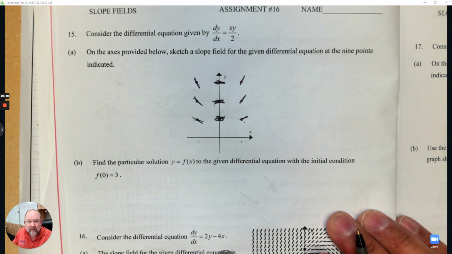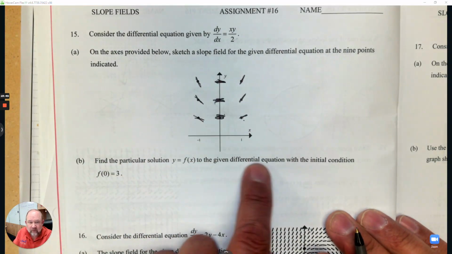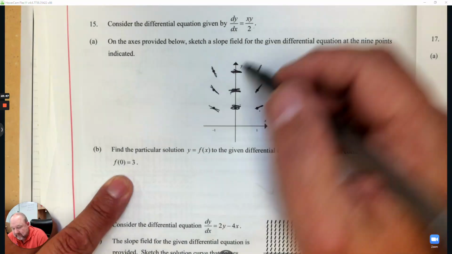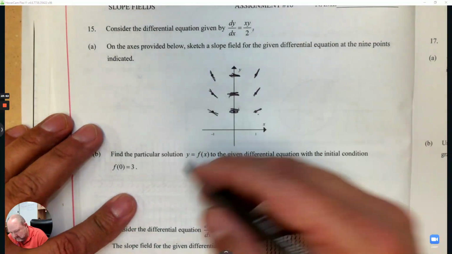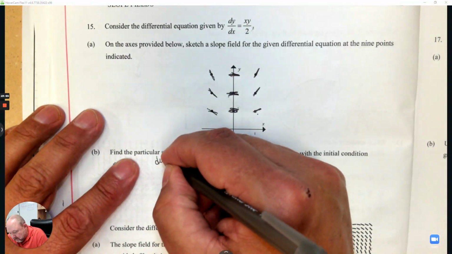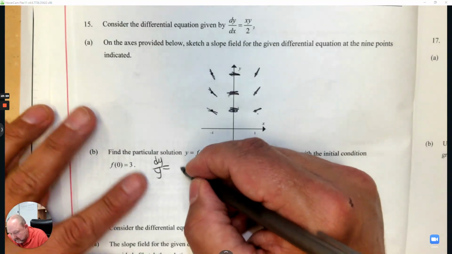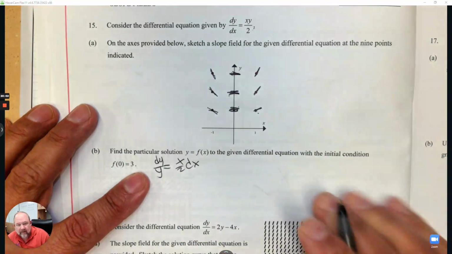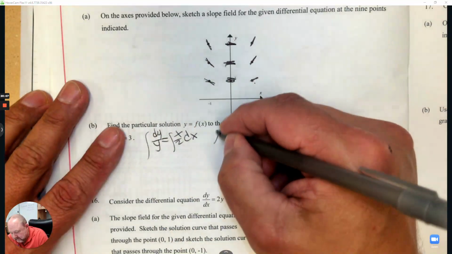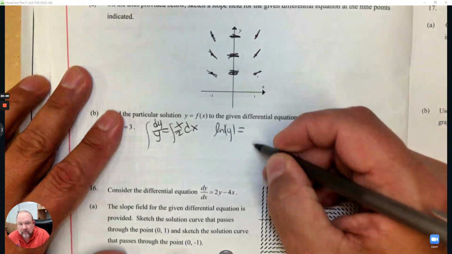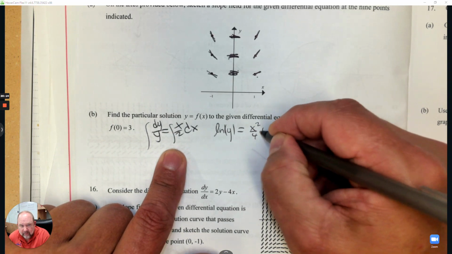And then the question is to sketch a slope field, right? I did that. Find the particular solution with this initial condition. So I'm going to separate the variables. I'm going to multiply by dx and divide by y. I'm going to keep x over 2 over here with dx. And then I'm going to do the integration of that. So it's ln y equals, add 1 to the exponent and divide. You get x squared over 4 plus c.